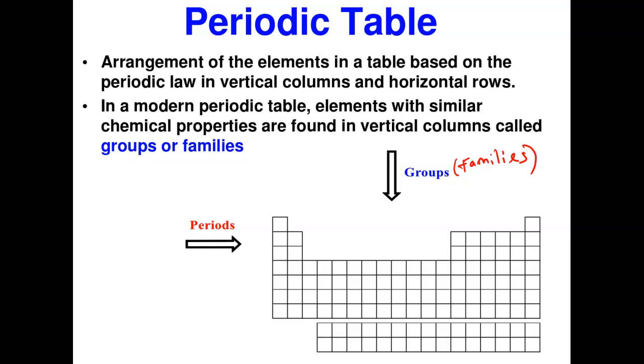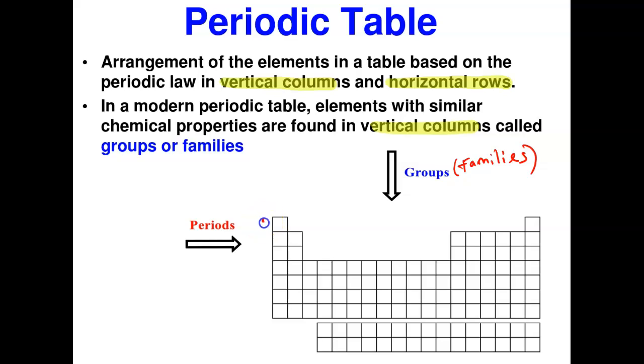Like I said earlier, this arrangement is the most important arrangement we're going to see in the periodic table, because it is arranged into vertical columns and horizontal rows. The horizontal rows are the periods. We call them the periods. Now, in the modern periodic table, elements with similar chemical properties are found in the vertical columns. Of course, we call them their groups or their families. If you look at the periodic table I have here, it is made up of about 7 rows.